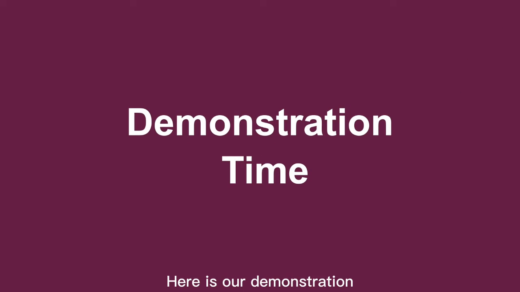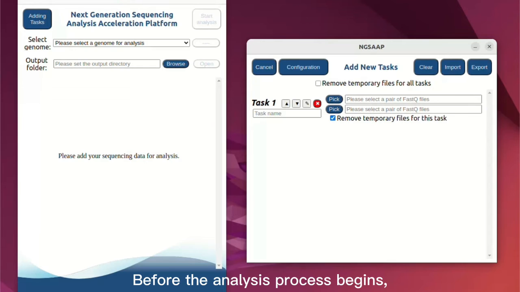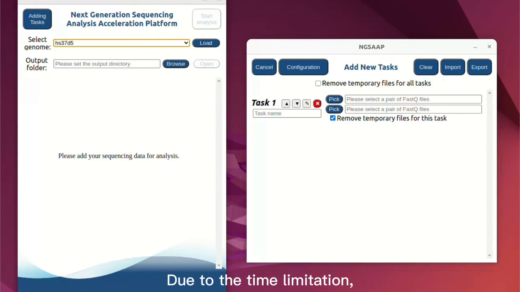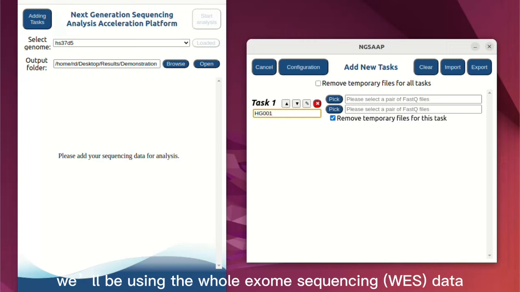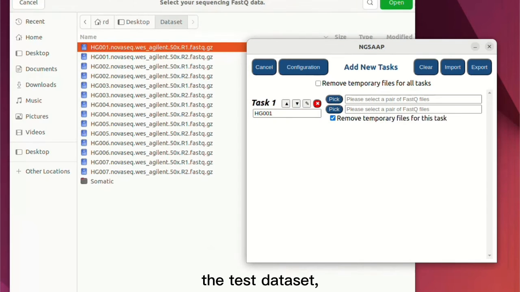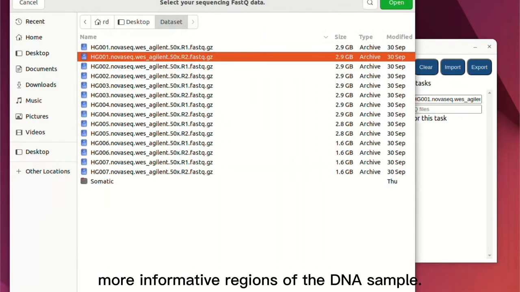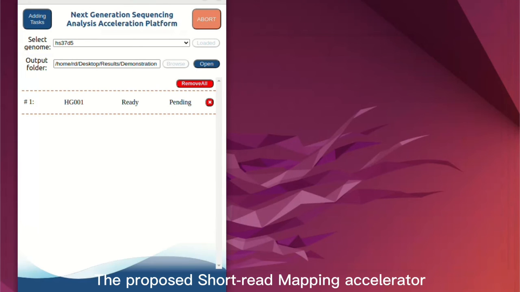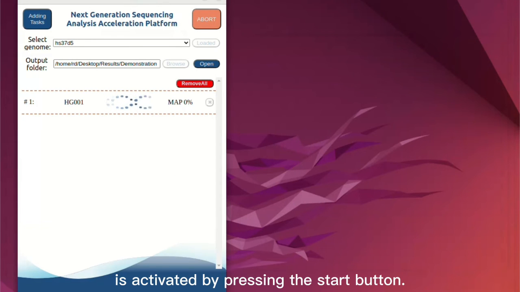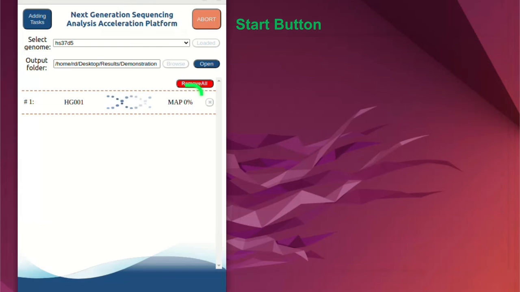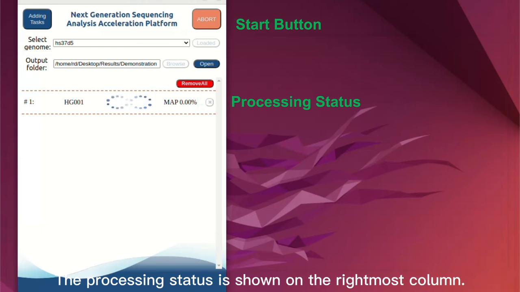Here is our demonstration. Before the analysis process begins, the reference genome is loaded. Due to the time limitation, we'll be using whole exome sequencing data as a test dataset, which is the data among the more informative regions of the DNA sample. The proposed short-read mapping accelerator is activated by pressing the Start button. The processing status is shown on the rightmost column.